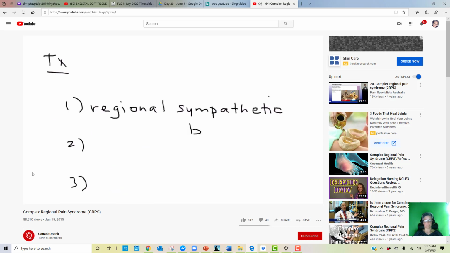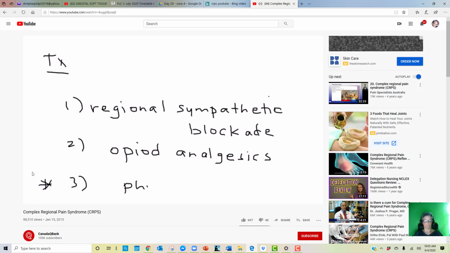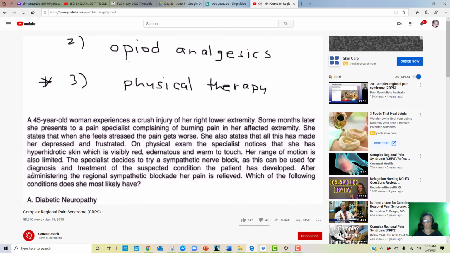So that brings me to the treatment, the sympathetic nerve block. And then the next one are the pain medicines, in particular the opioid analgesics. And then the third and final is an absolute must, and that is physical therapy. So these are the three fundamental aspects of the treatment of CRPS. So let's take a look at some vignettes.